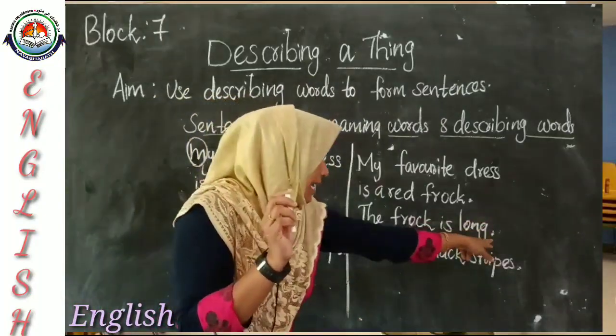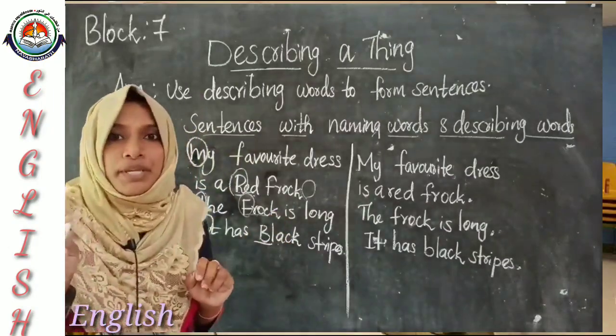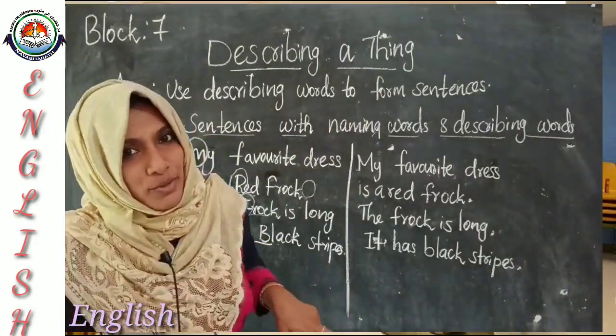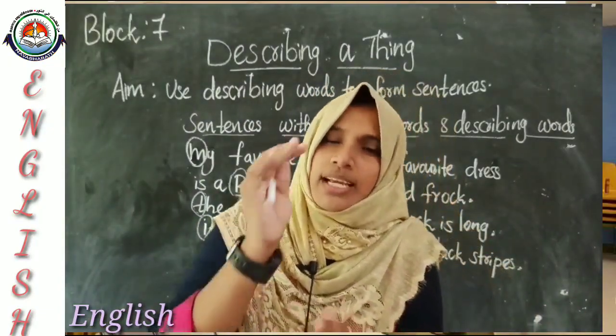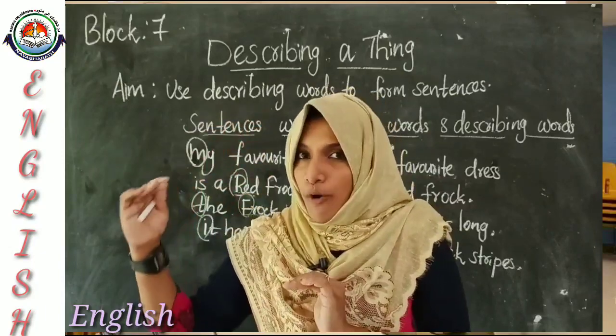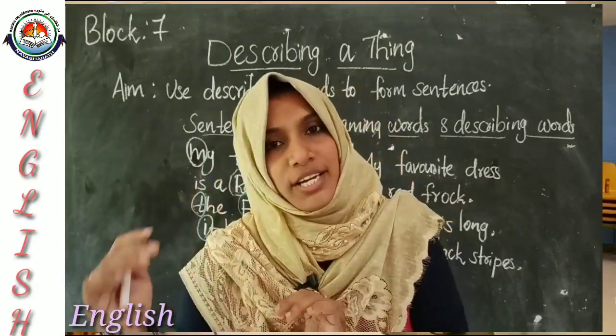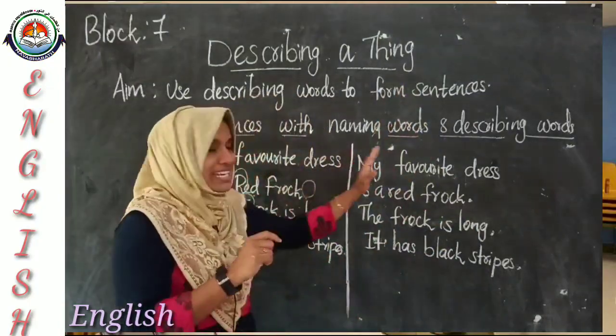It has black stripes. Here also one mistake. What about this capital B? This is also a describing word. So describing words will not start with a capital letter. They must start with a small letter, and in the case of a proper naming word, it always starts with a capital letter. So what are the problems that we have found from these sentences?